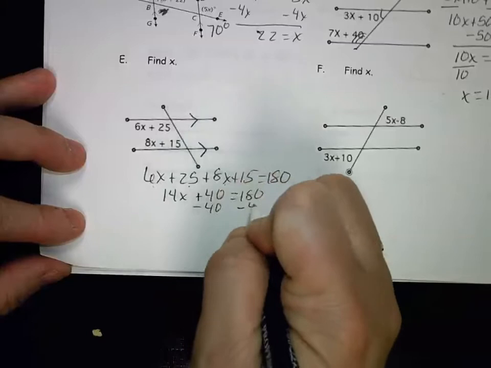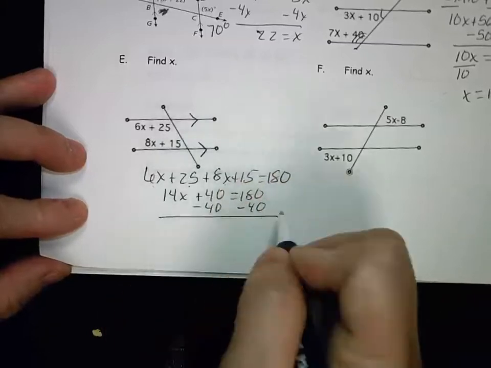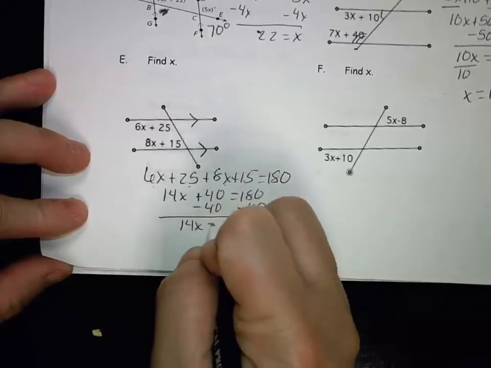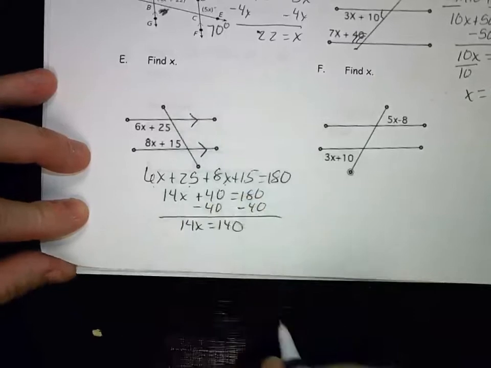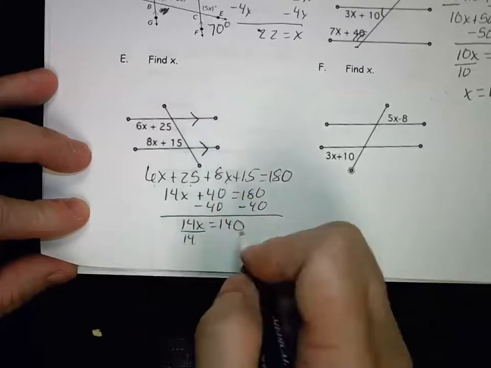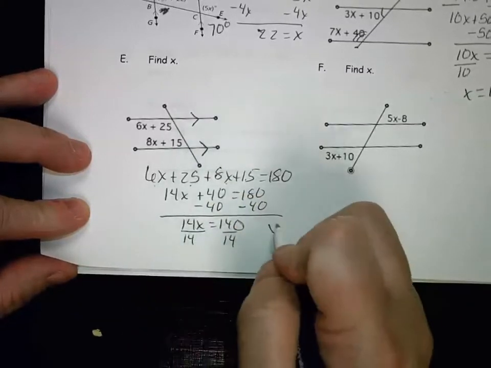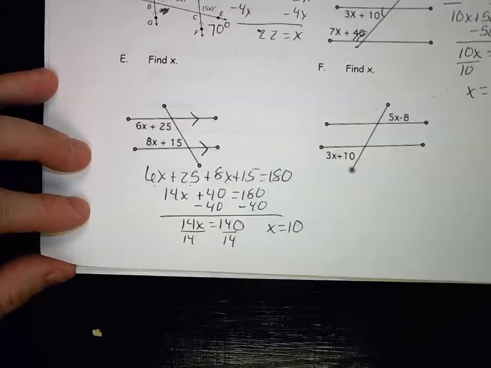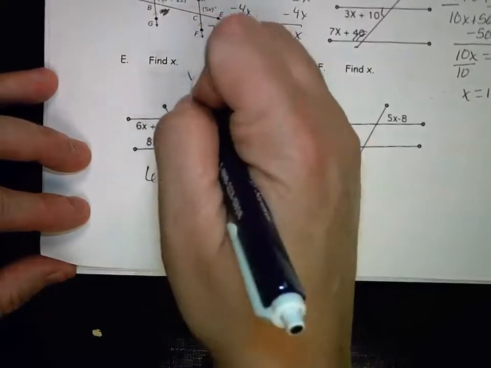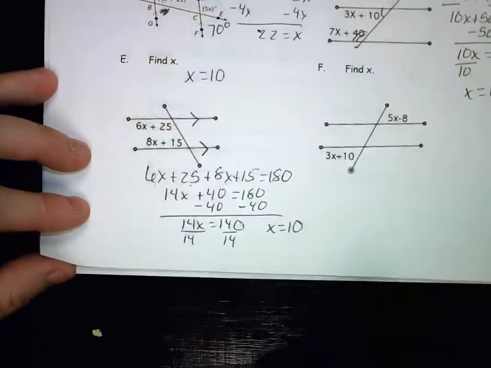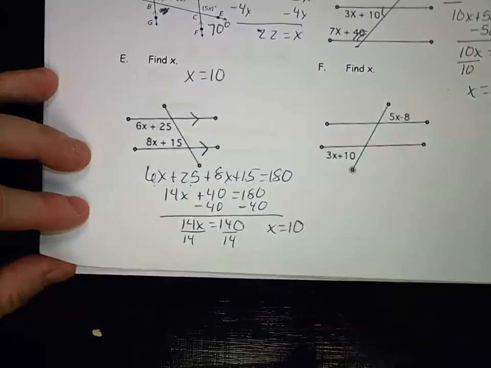And we subtract 40 from both sides. 14x equals 140. And then x equals 10. And again, all we were asked to find is x. So there's our answer.